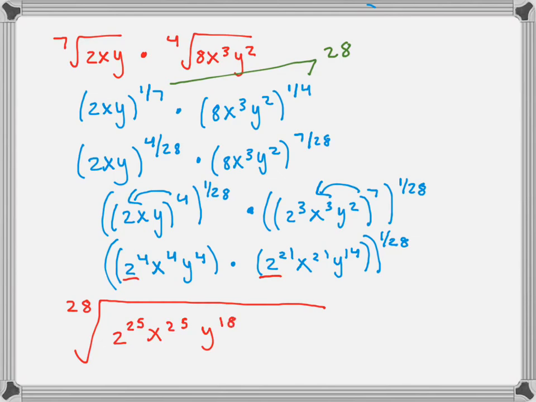And unfortunately, we can't pull anything out because 25 divided by 28 is going to be less than 1, and same with 18. So if any of these were bigger, let's say it was 29, then we can pull out the 29, and we could pull out the bottom part of the 29, but it's not, so we can't pull out anything. So this is going to be our final answer. We're going to leave it at this.